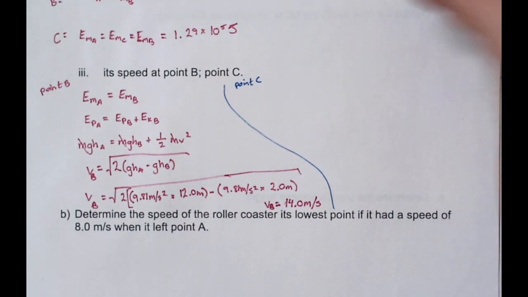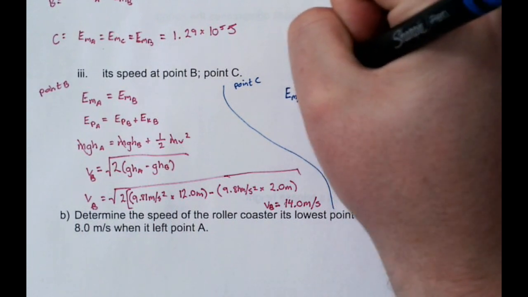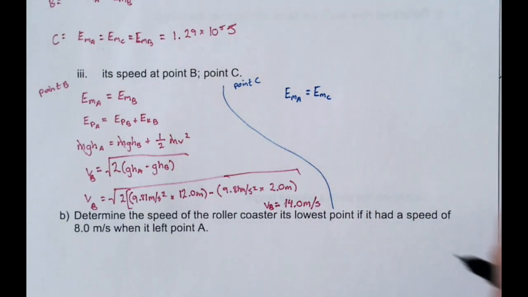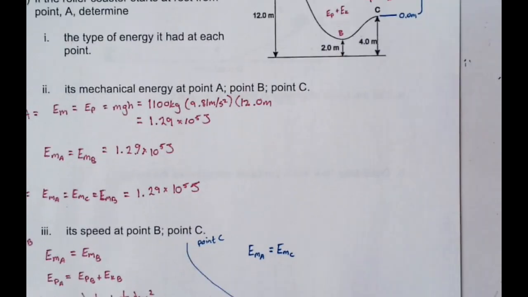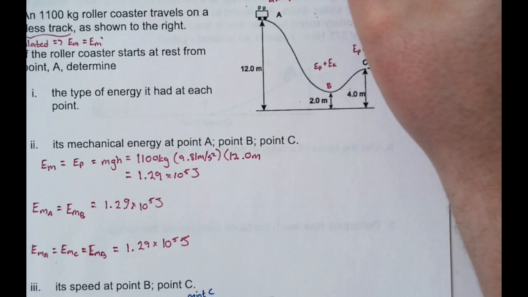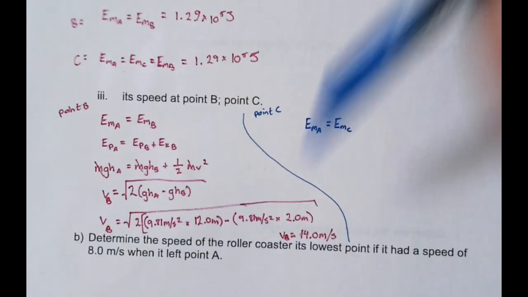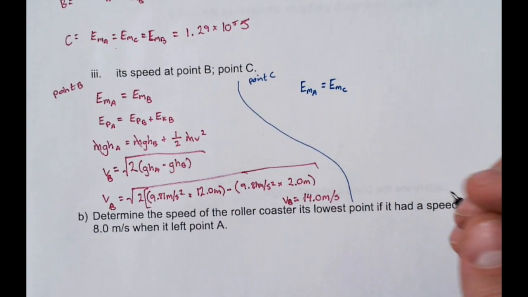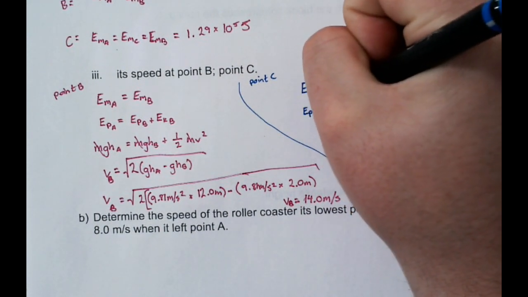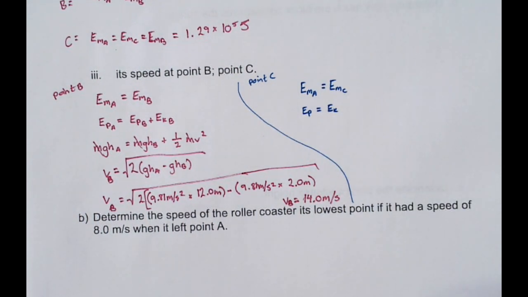So the reason I do this is because we still have the mechanical energy at point A is equal to the mechanical energy at point C, but now since there is no height, we are going to have all kinetic energy. We don't have potential energy there. So at point A, remember it's not moving, so it's all potential energy, is equal to point C, which now has no height, it's all kinetic energy.